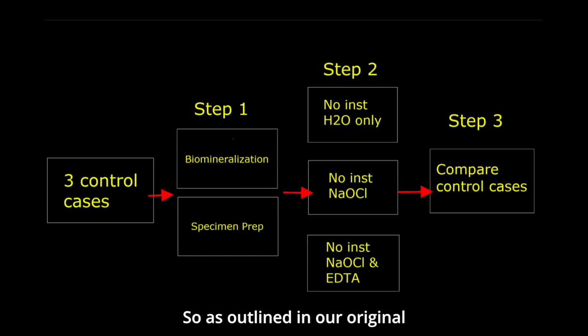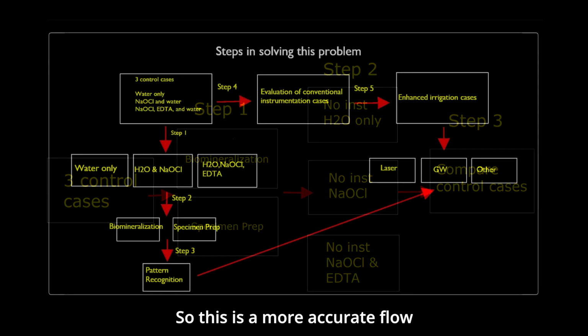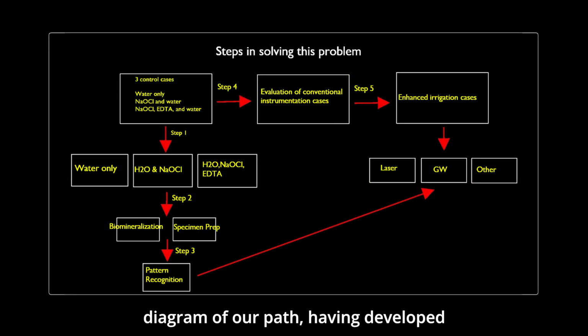So as outlined in our original strategy, we thought it worthwhile to first look at several cases of conventional MIE instrumentation using conventional irrigation techniques as a kind of in vivo type of control, so we have something to compare enhanced irrigation to. So this is a more accurate flow diagram of our path, having developed some basic pattern recognition skills in studying dentin in an in vivo kind of environment.